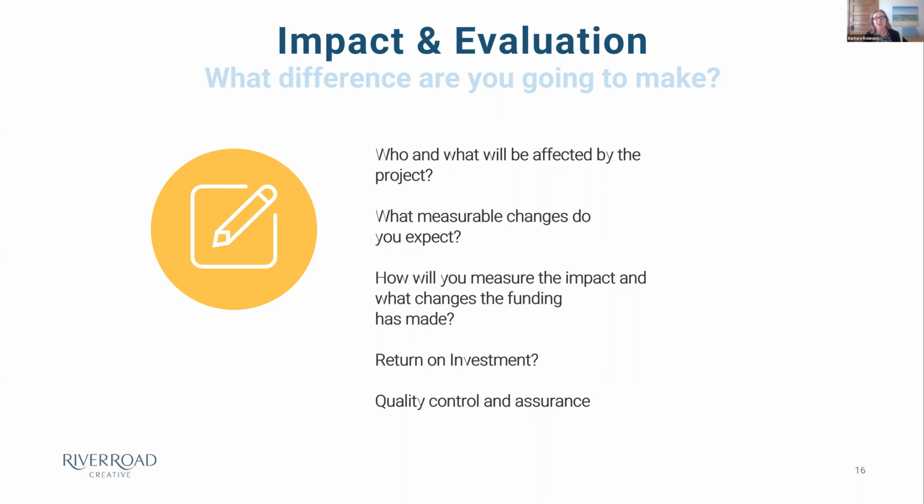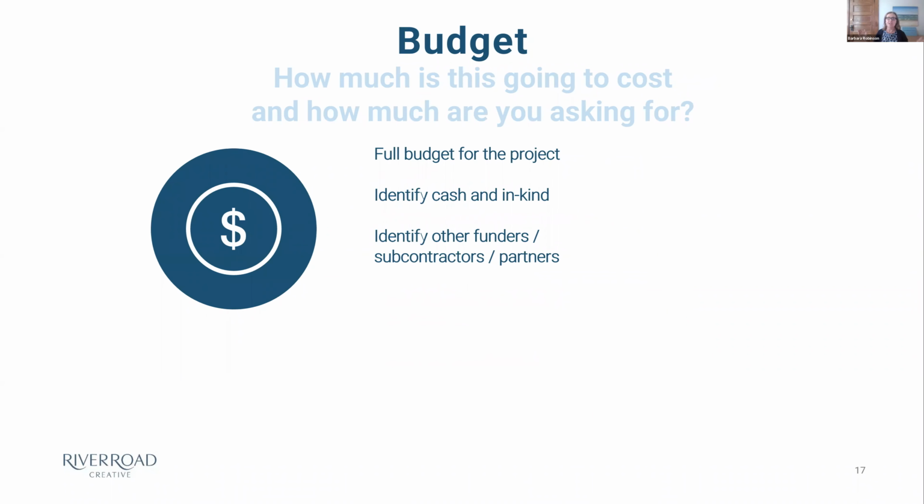Quality control and insurance, just how you want to keep things flowing, how you're going to be on top of it. You're going to be the project manager. Maybe you have a co-partner. Budget, this one's fairly obvious. What's the budget for the project? Typical question. What you're going to do with the money. Identify cash and in-kind services.